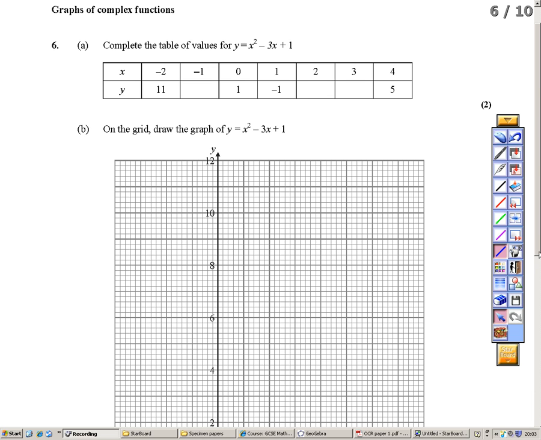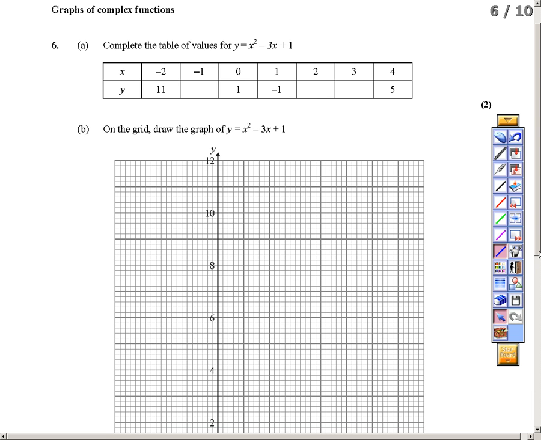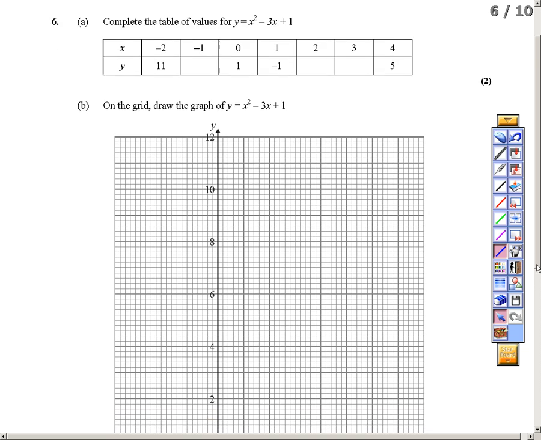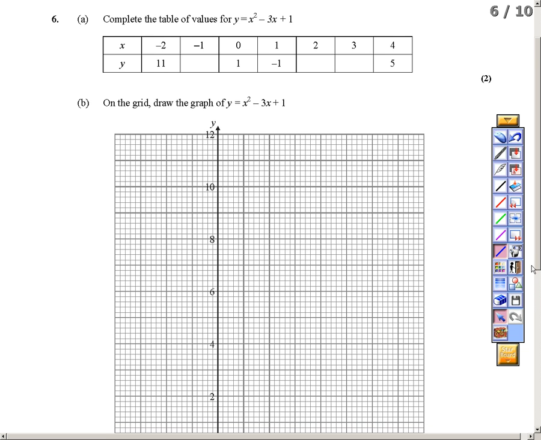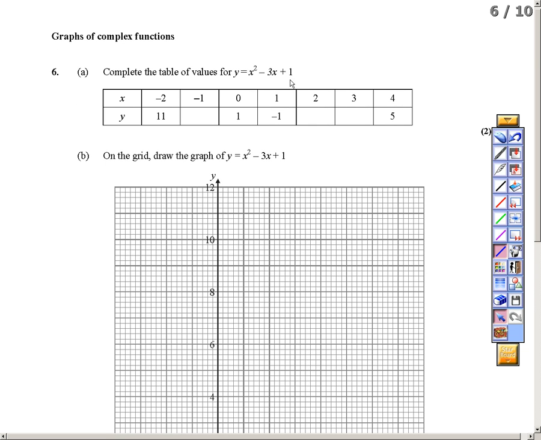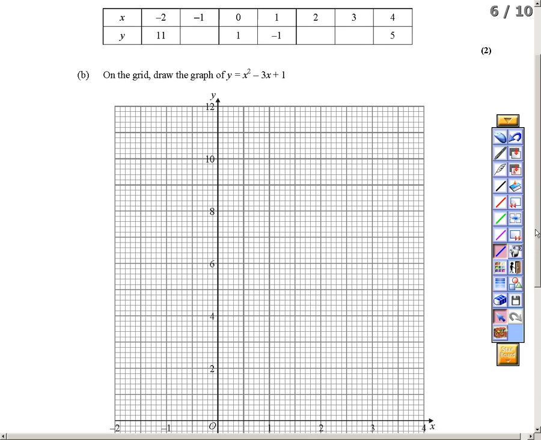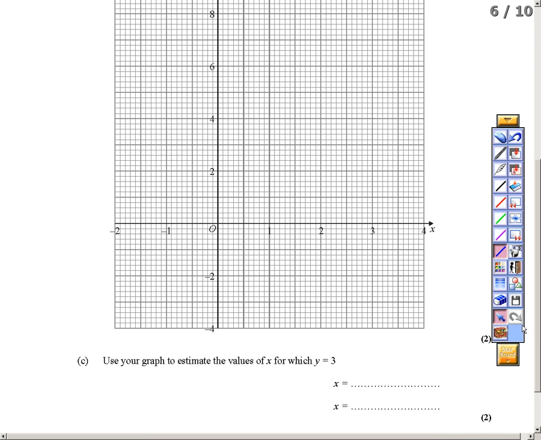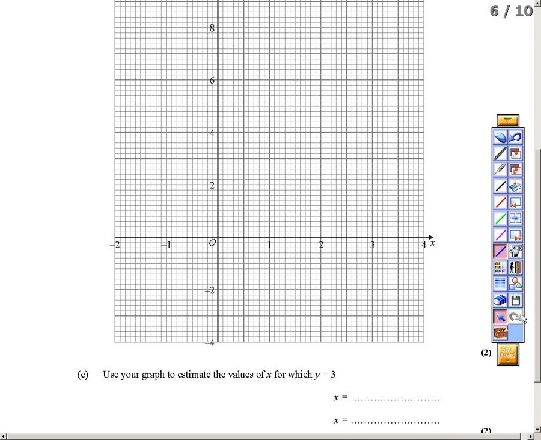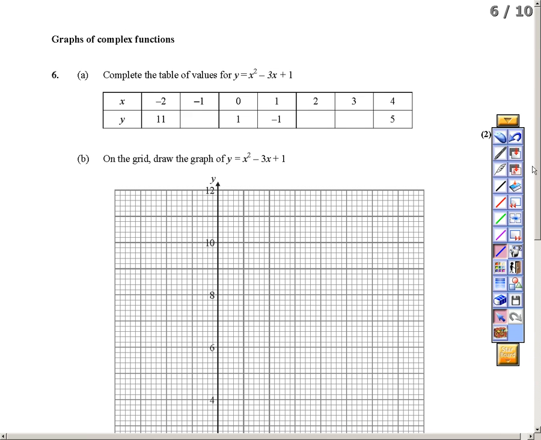A typical quadratic equation for a graph, again GCSE foundation. We're given a function, a table to complete, and then asked to draw the graph of it, and a couple of bits at the end to work out, read off from the graph. So we've got a table and a rule to complete.